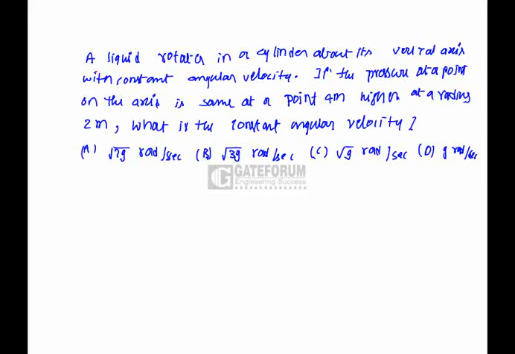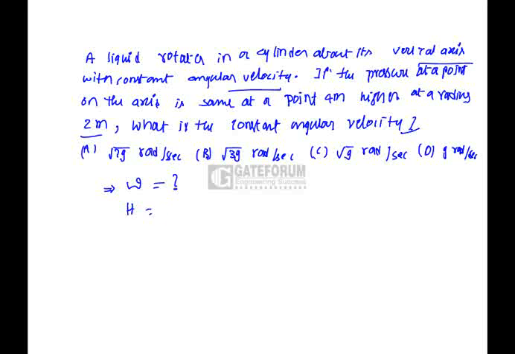Here the question is, a liquid rotates in a cylinder about its vertical axis with a constant angular velocity omega. The pressure at a point on the axis is the same as at a point 4 meters higher at a radius of 2 meters. What is the constant angular velocity omega? We have to find out.